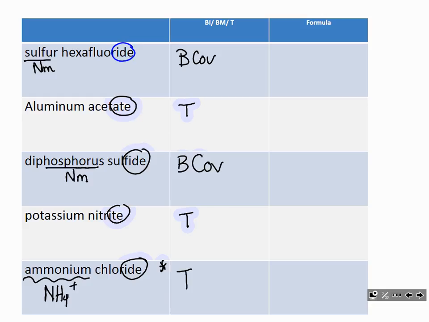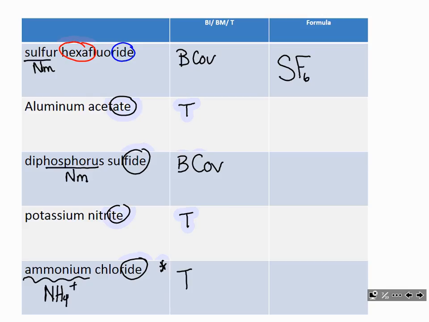So remember that if the compound is covalent, like our first one here, subscripts come from prefixes. With no prefix on sulfur, we assume 1. Fluorine is what the sulfur is bonded to, and that hexa means that the subscript on the fluorine is 6.